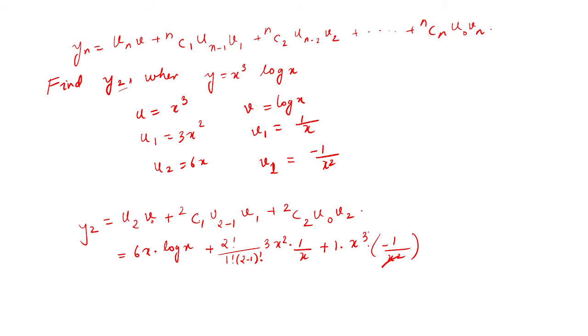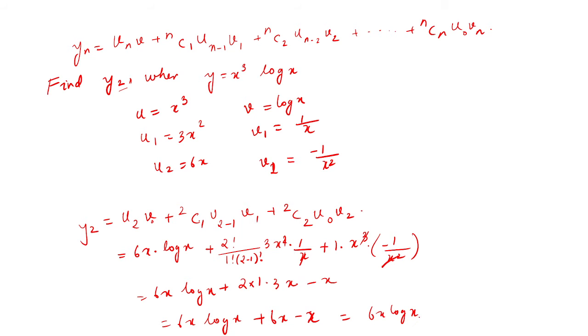So you start cancelling out this x. You can always cancel this x, so this will remain. So this remains 6x log x. 2 factorial can be written as 2 into 1, 1 factorial is the same thing as 1, so you can just keep that as it is, and minus x will be minus x. So this becomes 6x log x plus 6x minus x. So this is going to be equal to 6x log x plus 5x, because 6x minus x is 5x.